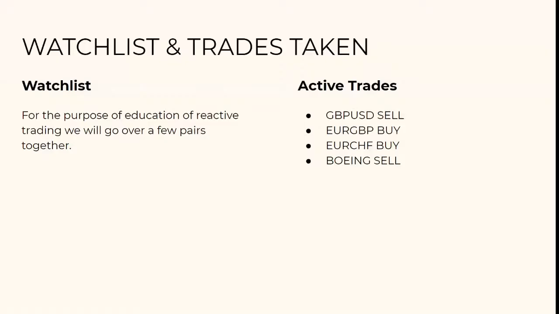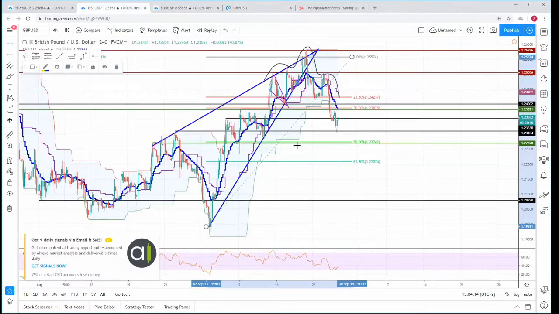So let's go into the actual watch list and trades taken. Now, for the purpose of education of reactive trading, we are going to actually be going over a few pairs together, and I'm going to show you exactly what's going on. The active trades we got are GBP USD sell, Euro GBP buy, Euro CHF buy, and Boeing sell. Let's start with GBP USD.